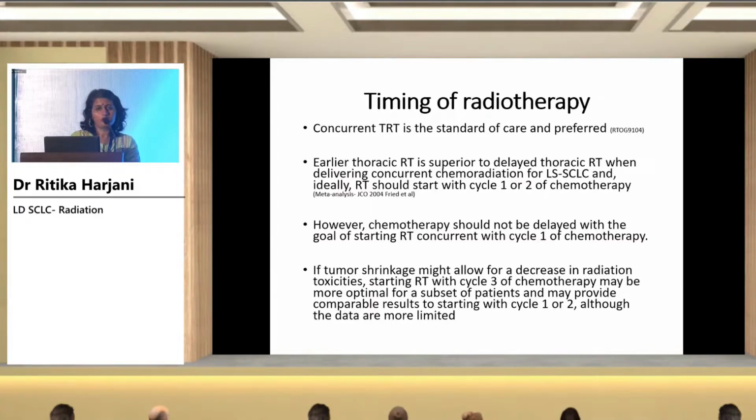Again, when we are doing concurrent, like in other sites, it's not always with day 1 of chemotherapy. As a rule, we believe that early thoracic RT is superior to delayed thoracic RT when delivering concurrent chemoradiation. So we generally aim to start with cycle 1 of chemotherapy, that is cisplatin etoposide, or at least with cycle 2. However, as a general rule, do not wait with your chemo till you're ready with your RT. If you're not ready for your RT, go ahead with the chemo, give the first cycle, and you can start the radiation in the second cycle.